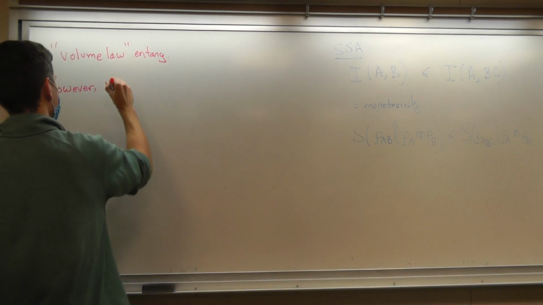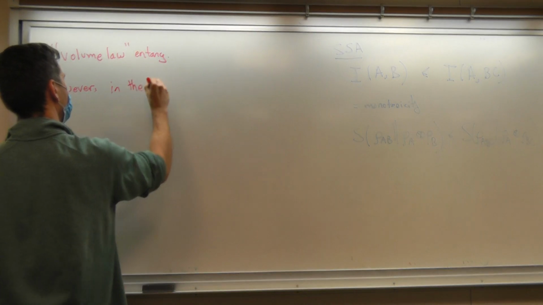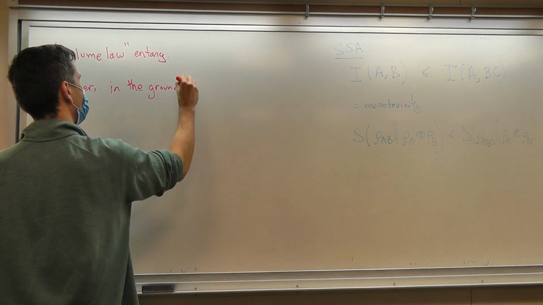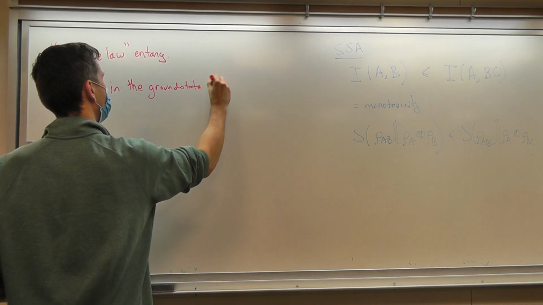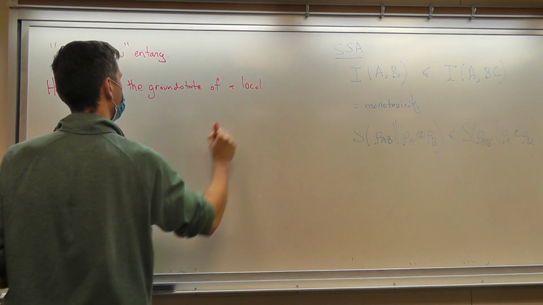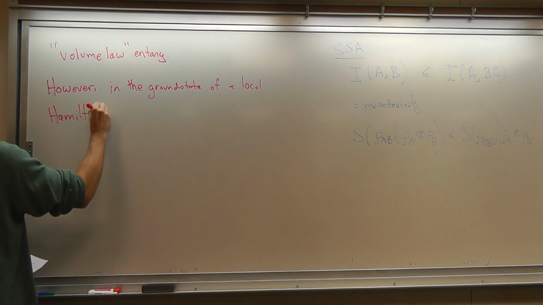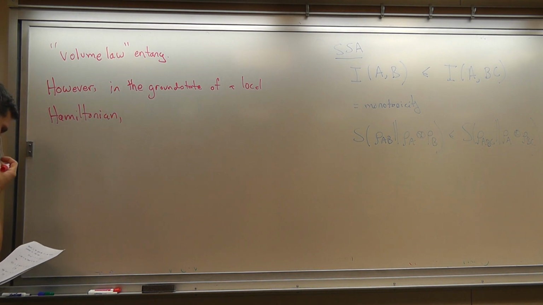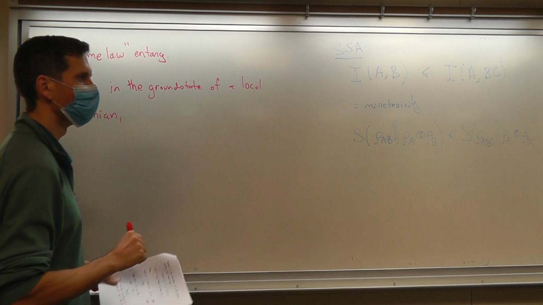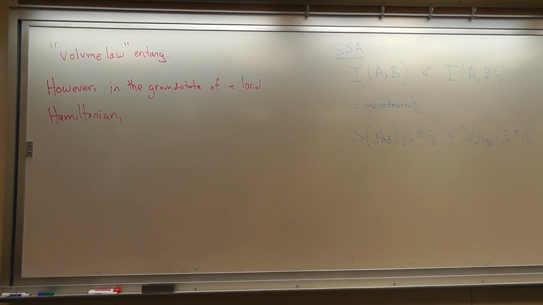However, in the ground state of a local Hamiltonian, the point I want to make is that ground states of local Hamiltonians are very special. And they don't have volume law entanglement. In fact, they have area law entanglement. And this is crucial.